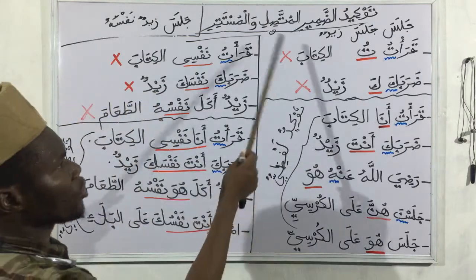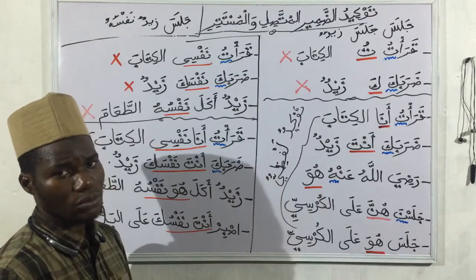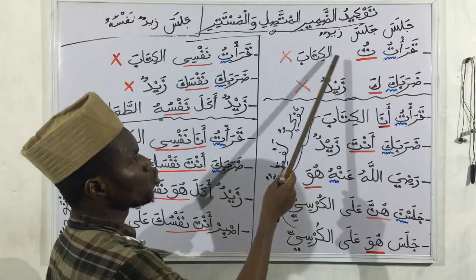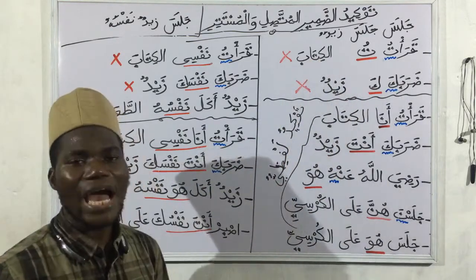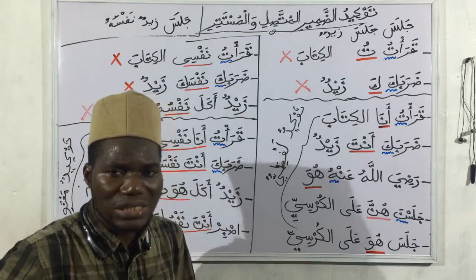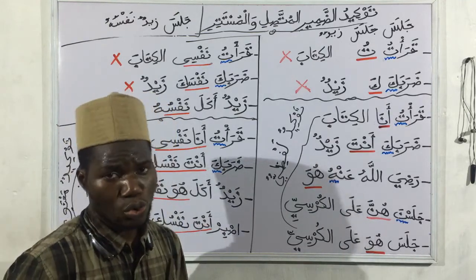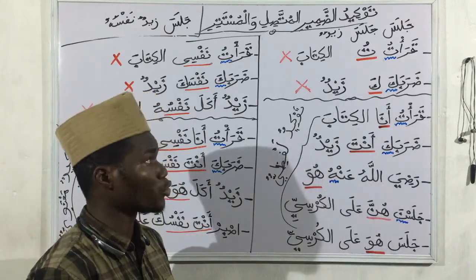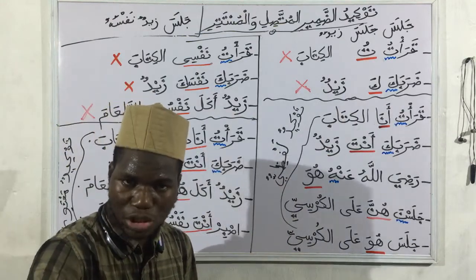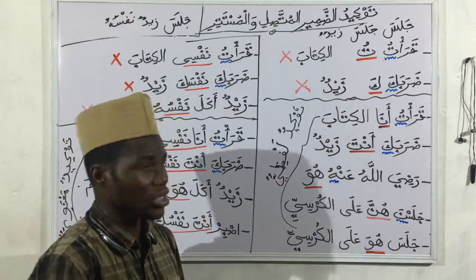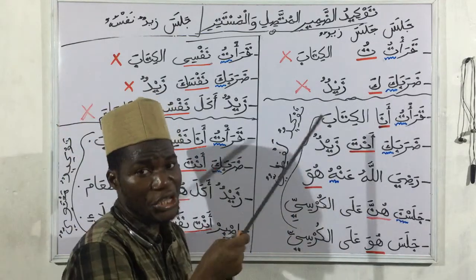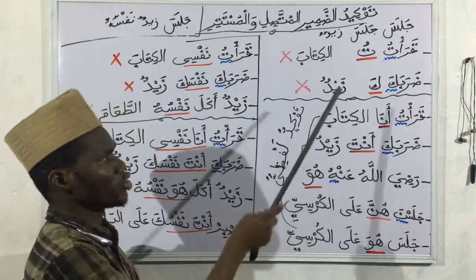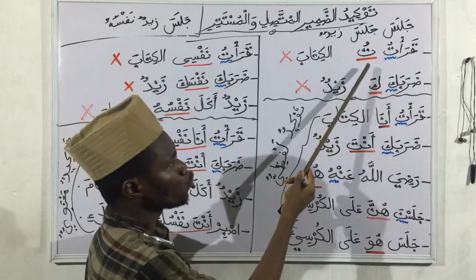Now we want to do tawkid of attached pronoun or idiom pronoun. So we have here, qara'tu al-kitaba, I read the book. Now I want to do emphasis on the damir, the tu. Is that an attached pronoun? This attached pronoun is in raf' state. I told you, qara'tu, I read: the doer of the action is defined and is specially in raf' state. Now I want to do the tawkid. So how am I supposed to do it? Am I to say qara'tu qara'tu al-kitaba?